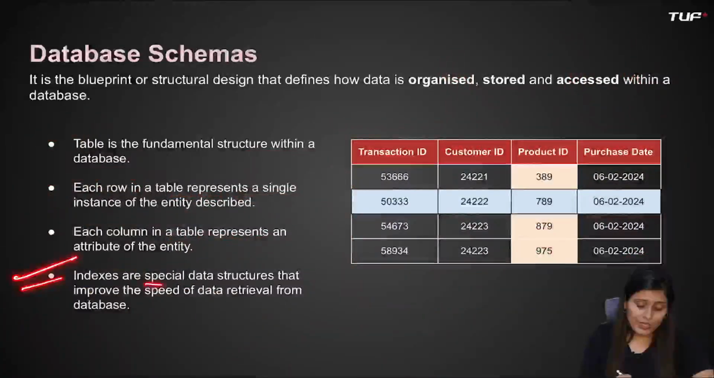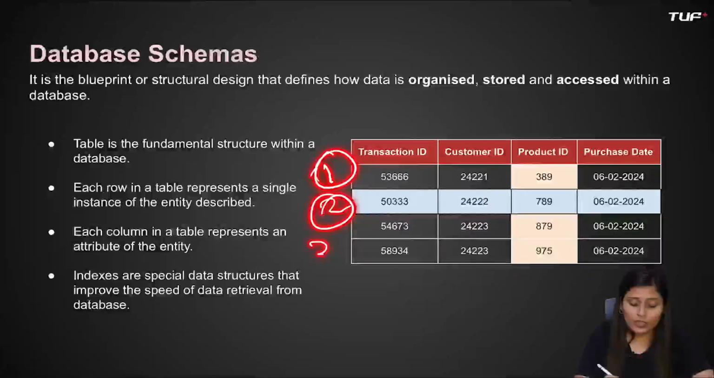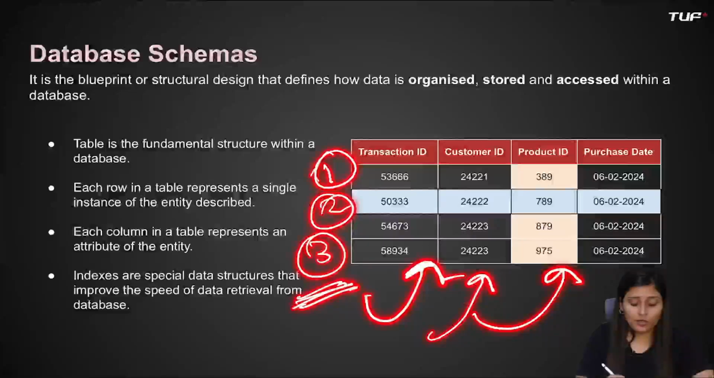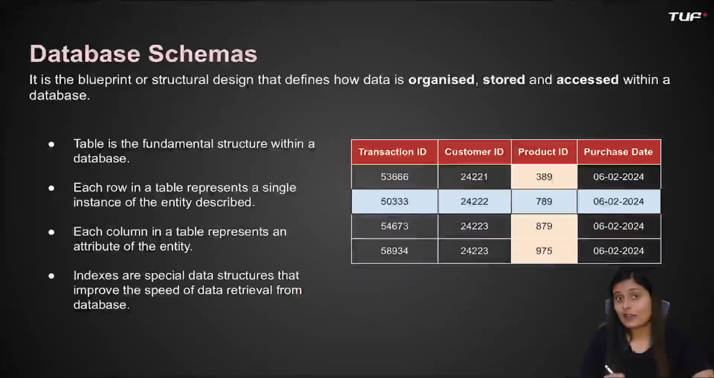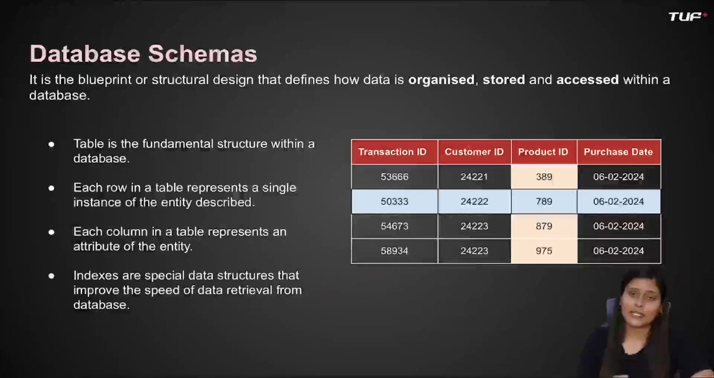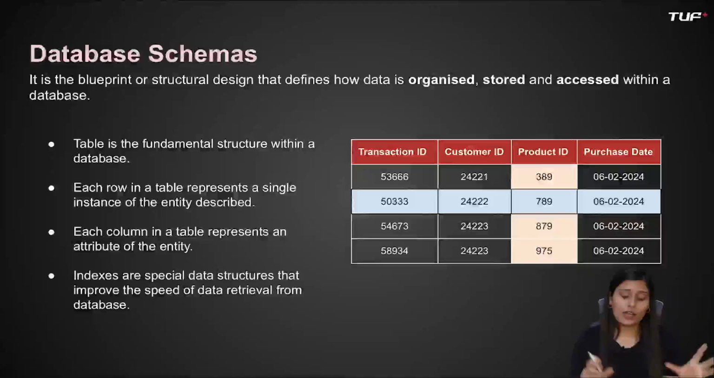Next, indexes are special data structures that improve the speed of data retrieval from the database. So basically here we use indexing. On that basis, instead of searching on the transaction ID, product ID or customer ID, indexing makes the retrieval of the data very fast, like how indexes are there in an array, starting from 0, 1, 2, 3. That's how indexing helps us retrieve our data from the database and makes the user experience very fast. So that's all about this schema, basically the structure and blueprint of how data is going to look.